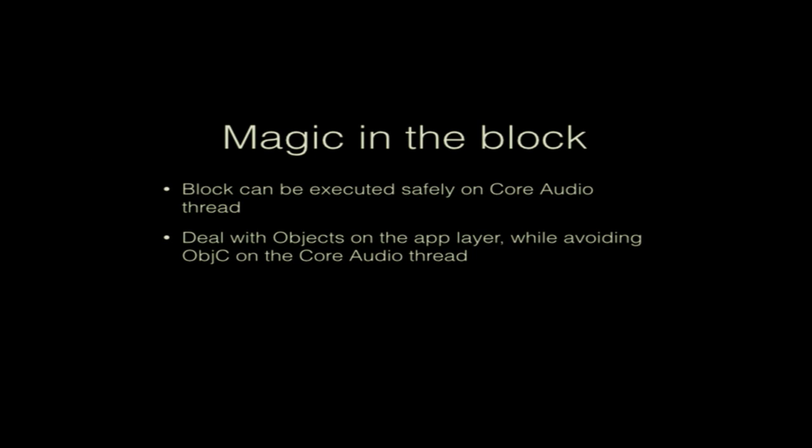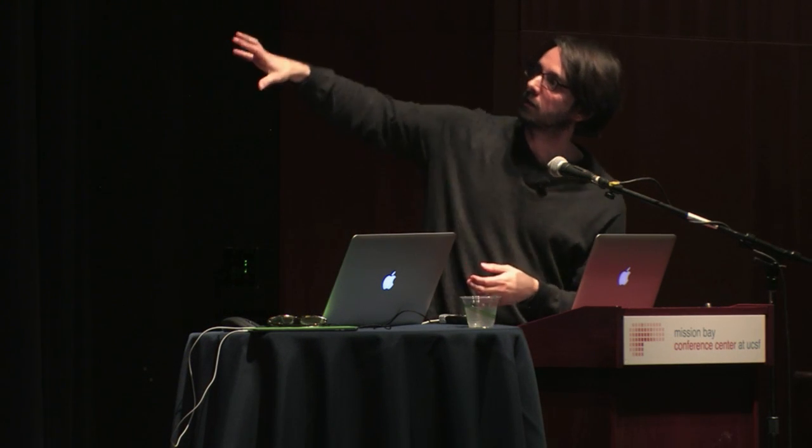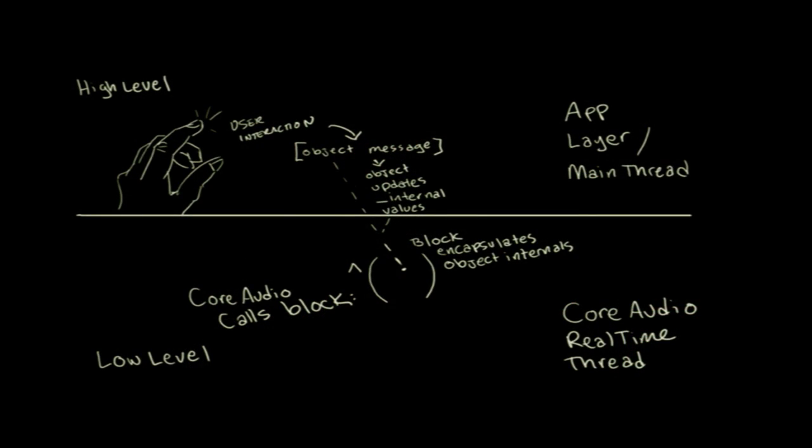The header file is very simple. It just has this block, and Core Audio is only going to know about that block. So all the implementation details are encapsulated in that block, and we don't have to deal with Objective-C in Core Audio, but we still can talk in terms of objects and get that richness that we want. So at a high level, we have user interaction, objects sending messages to each other, and that's kind of the app layer that we're most familiar with. And at the low level, Core Audio is just calling our block. And everything's encapsulated in that block. It doesn't have to know about the inner details.